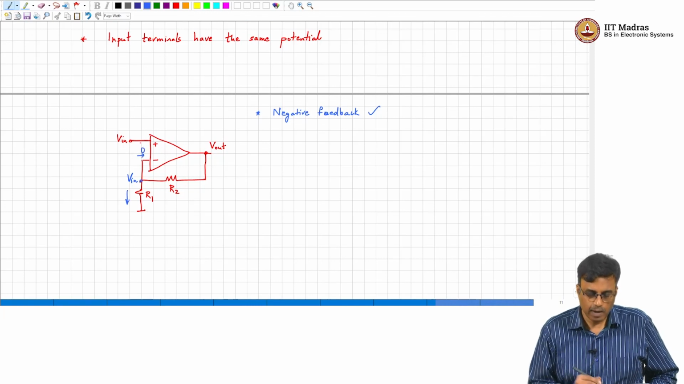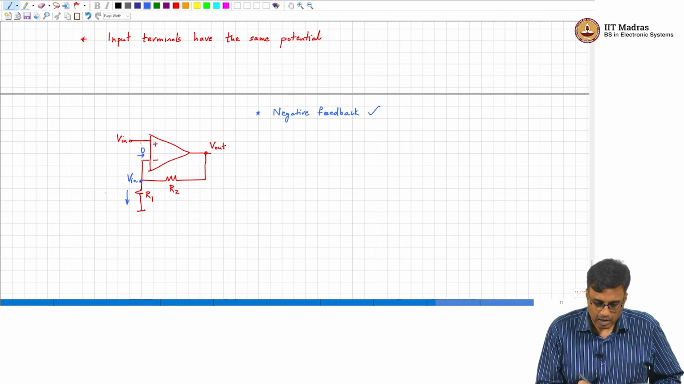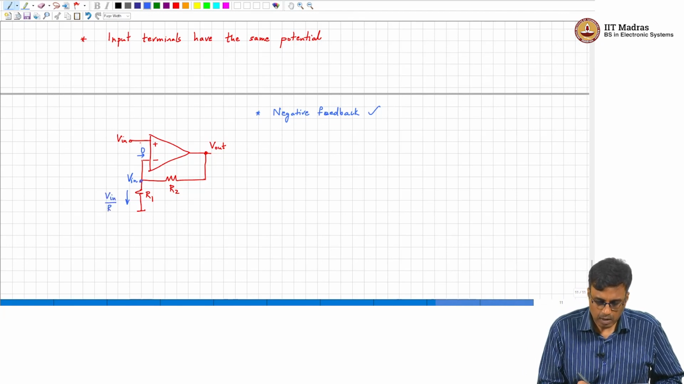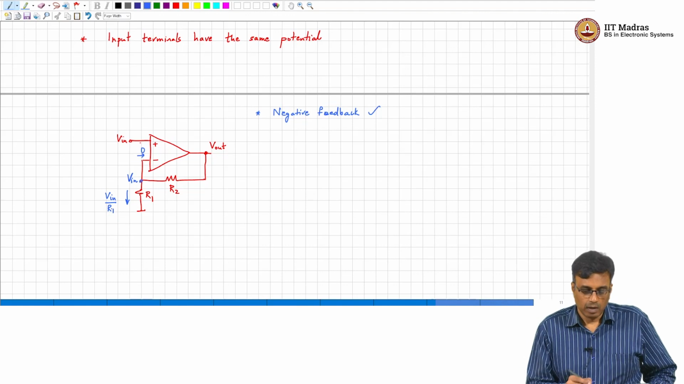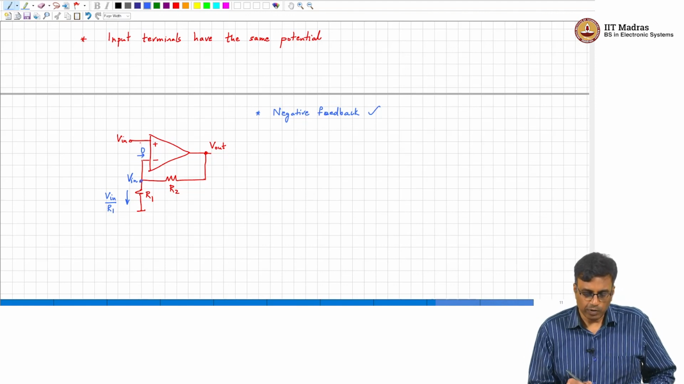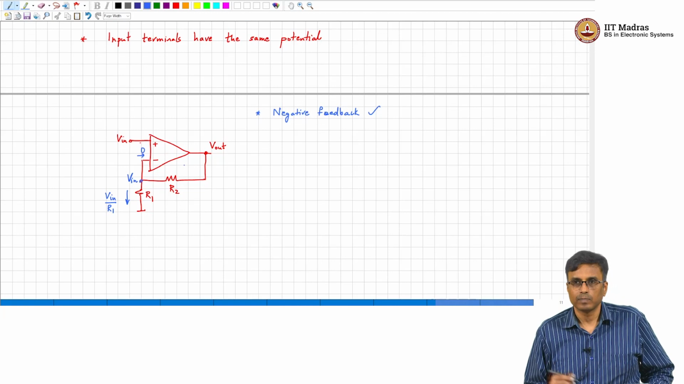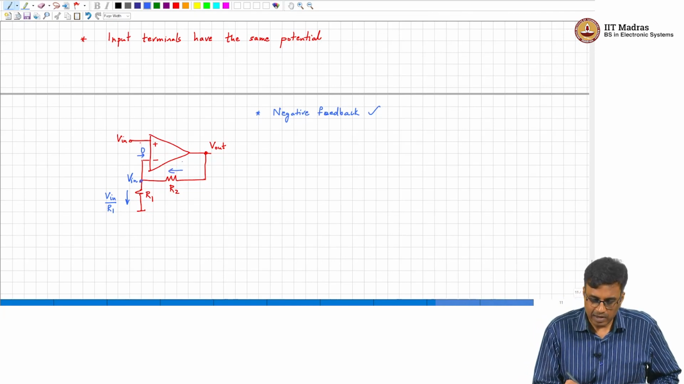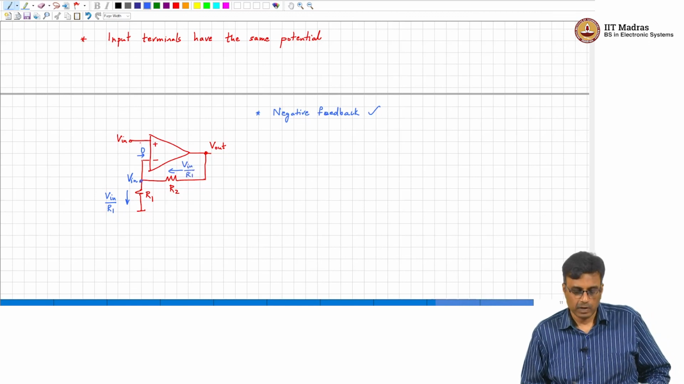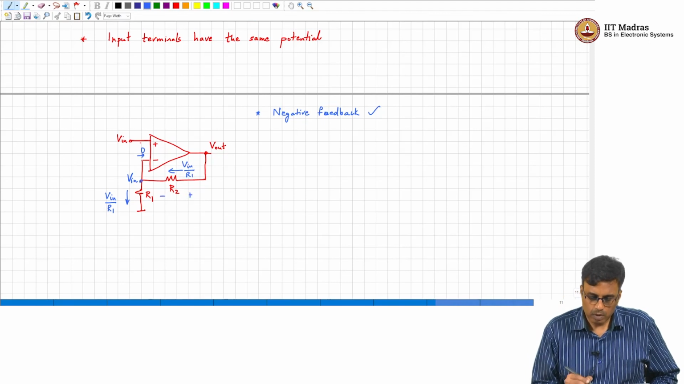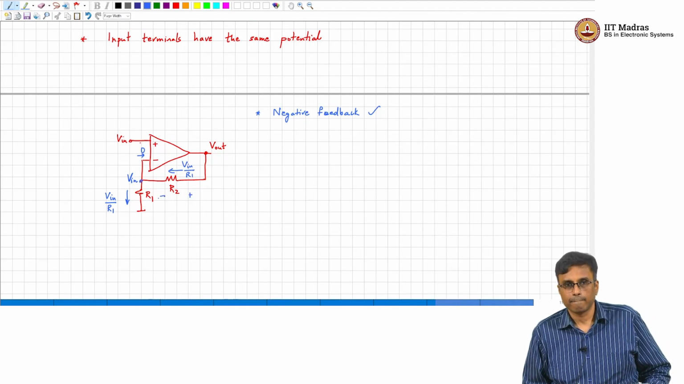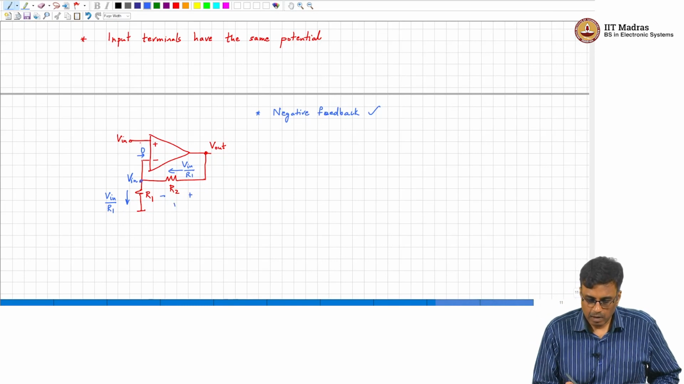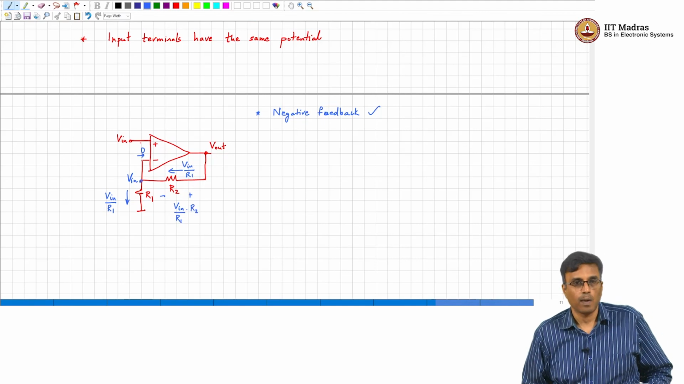So, what is this current? V in by R 1. Well, that current going into the op amp is 0. So, all this current must be coming from R 2. And what is that current? V in by R 1. So, what is the voltage drop across R 2? V in by R 1 times R 2.